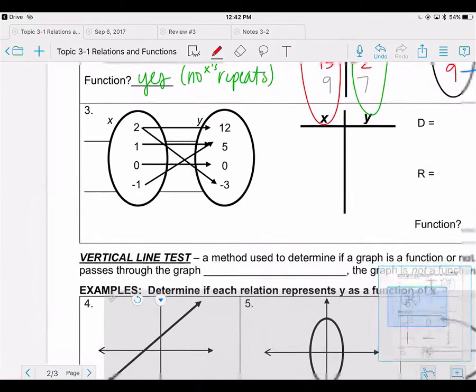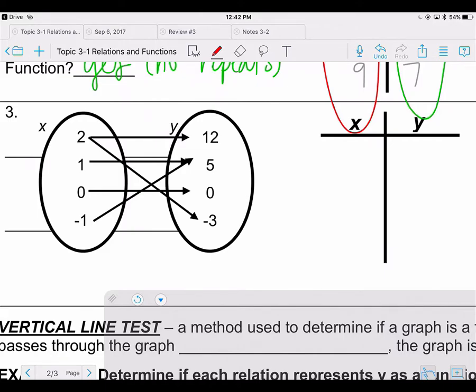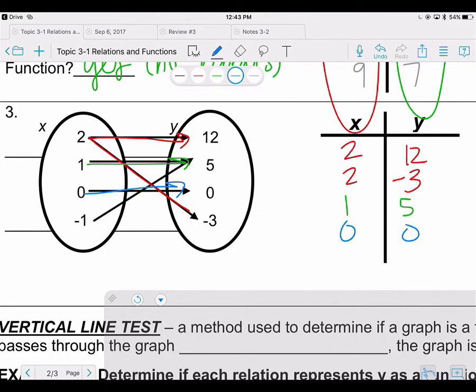All right, problem 3. We start with mapping this time, so I'm going to take it to a table. Remember, the arrows tell you start at 2 and you go to 12. We also go to -3 from 2, so 2 is a little bit of a player because this x has 2 y's. 1 goes to 5, 0 to 0, and -1 to 5.